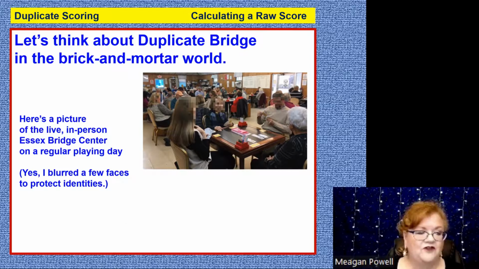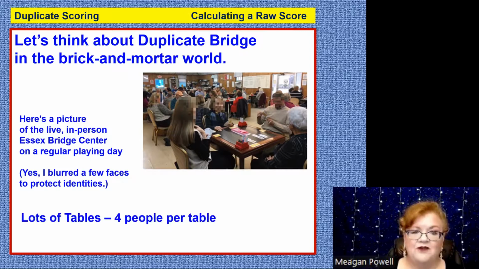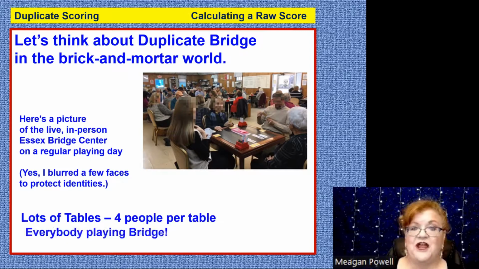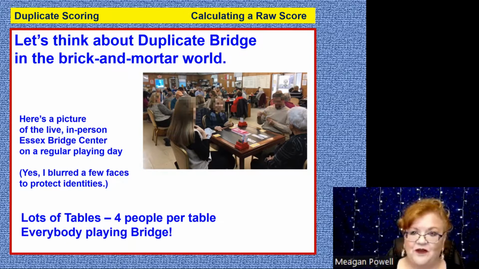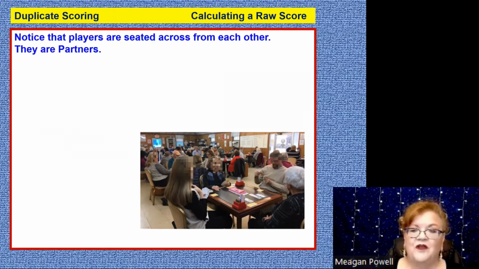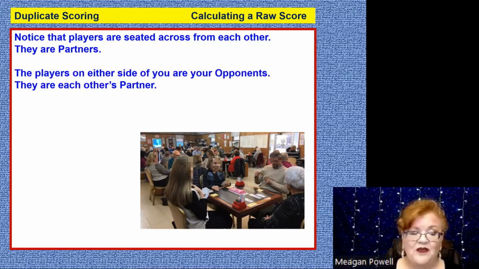You should notice that there are a lot of tables and there are 4 people per table. Everybody's playing bridge here. Notice the players are seated across from each other and they are each other's partners. That should not be a new concept to you. Even in the digital world, you know that your partner is seated across from you. You have players on the other sides of you and those are your opponents. They are each other's partners. That's also something that should not be too foreign.